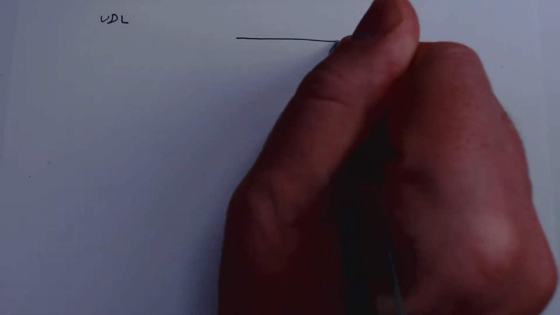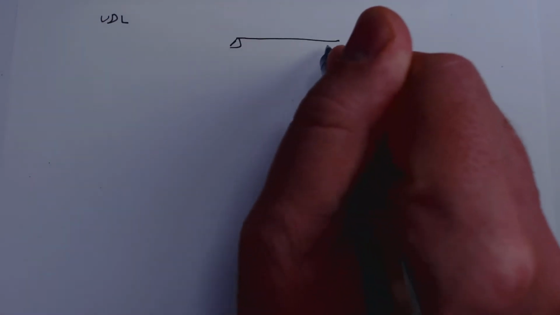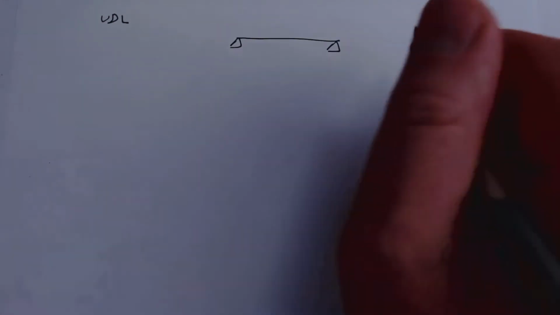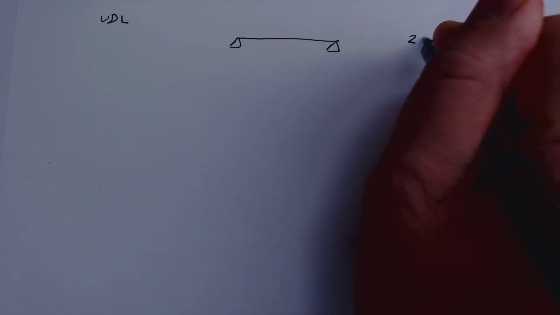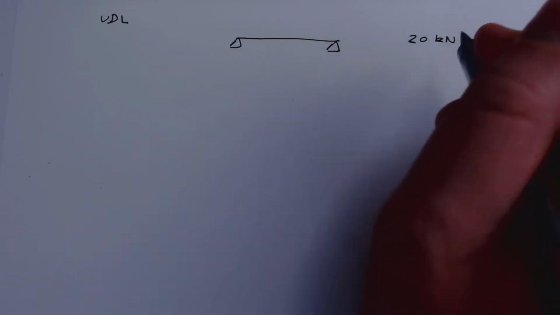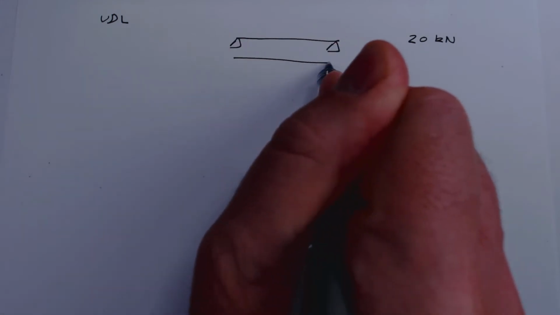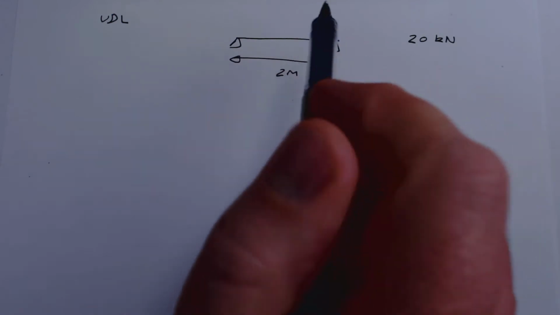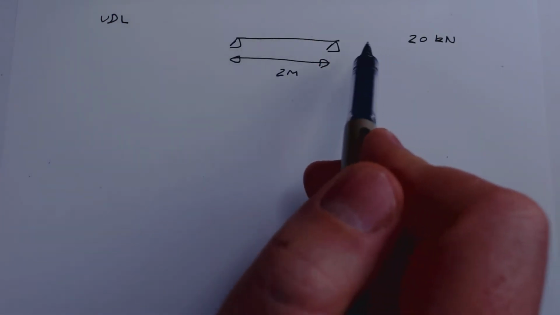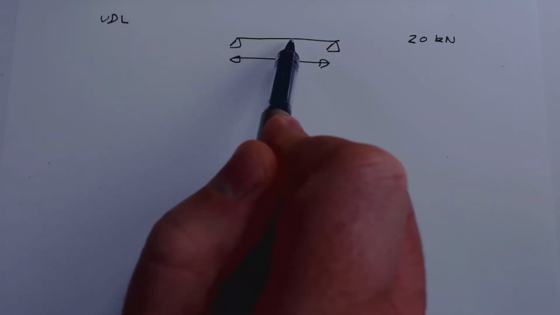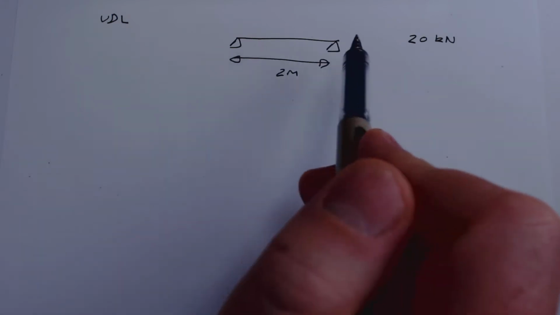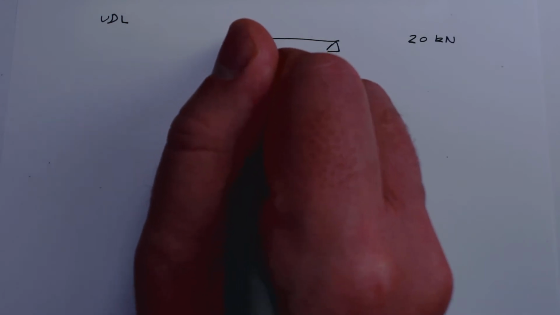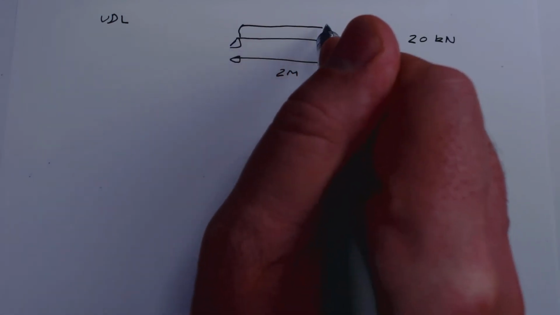So if you imagine that we've got our beam, and on the beam we've got, I don't know, let's say 20 kilonewtons, and the beam is 2 meters long. As opposed to the problems that we've been doing before, where we'd have 20 kilonewtons being applied at a particular point, in this case, that 20 kilonewtons is being applied all across the beam.